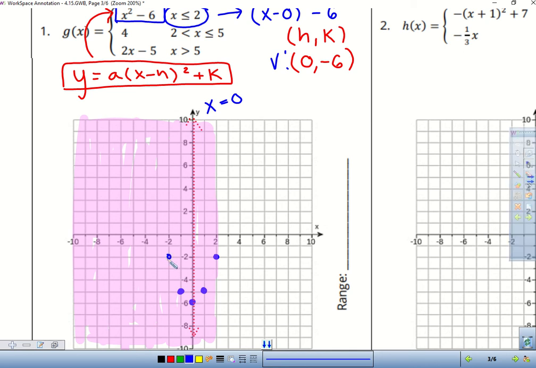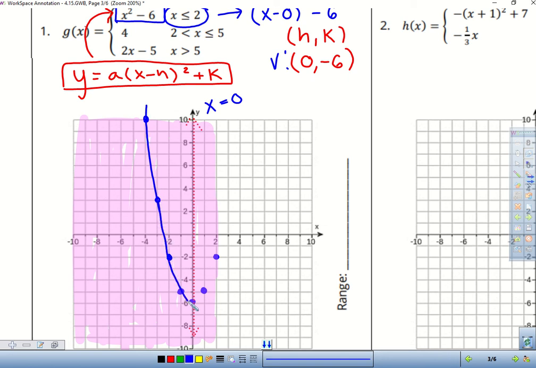So we would have a point here, and we also have a point 1, 2, 3, 4, 5 over 1. And then we'd have a point 1, 2, 3, 4, 5, 6, 7 over 1. So this is the piece of my quadratic I'm looking at.